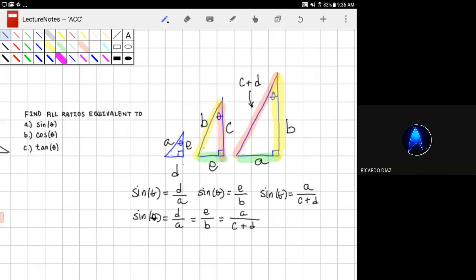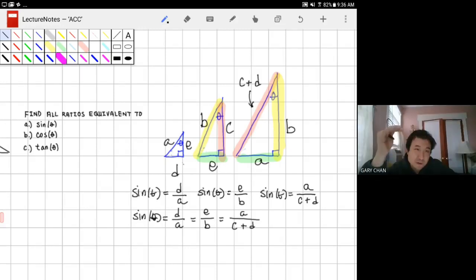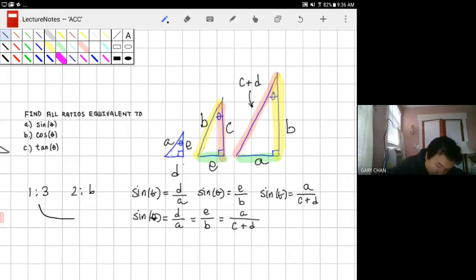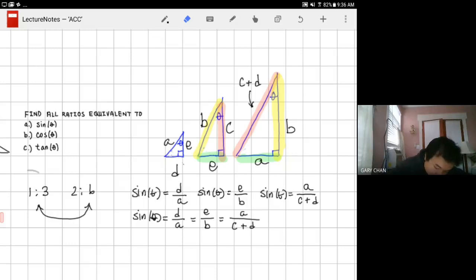Because when we say a ratio of 1 to 3 compared to a ratio of 2 to 6, do we say these two ratios are equivalent or are they similar? They're equivalent. So that's why we use the equal symbol there and not a similar symbol.